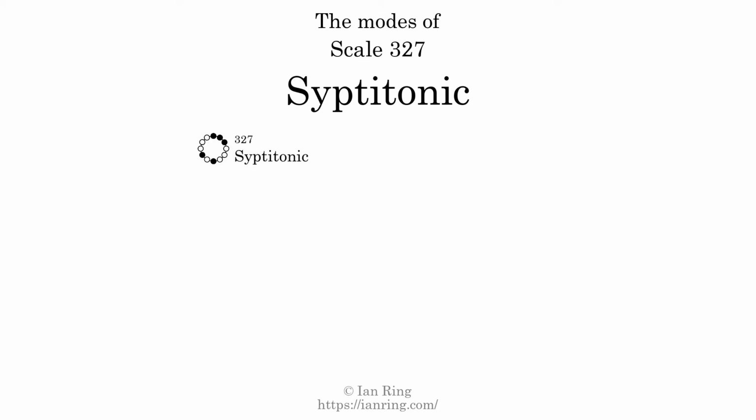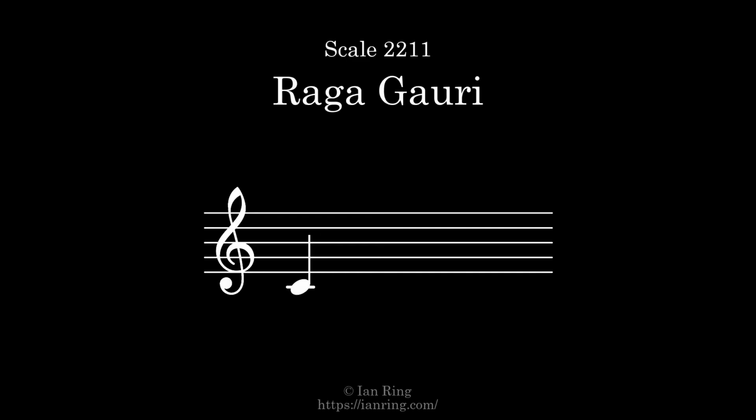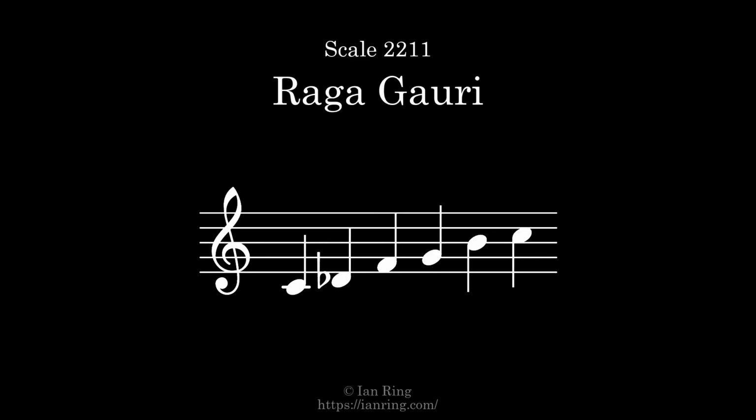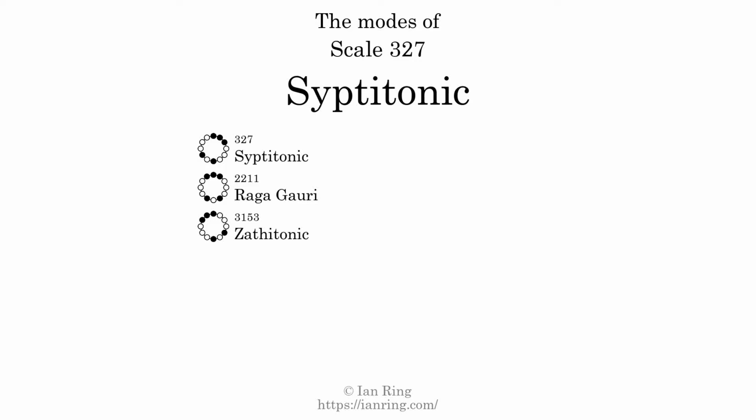The first mode is itself. The second mode is scale 2211, also known as Ra-Gregori. It sounds like this. The third mode is scale 3153, also known as Syptitonic. It sounds like this.